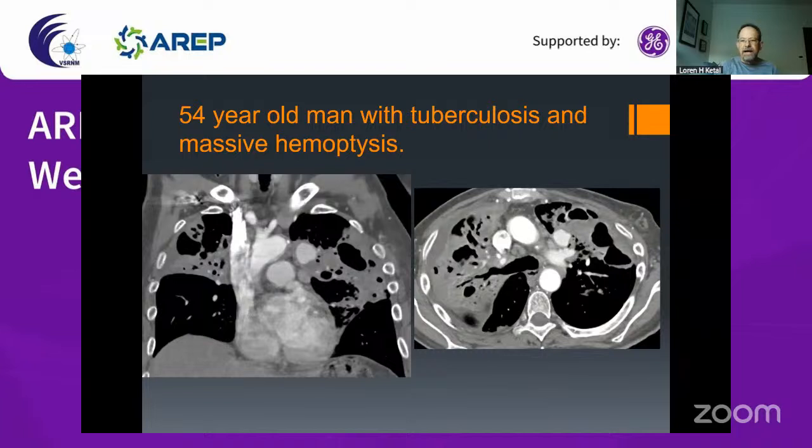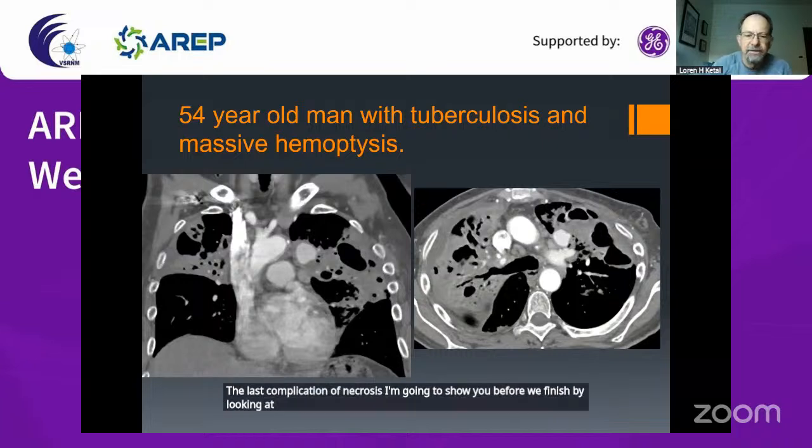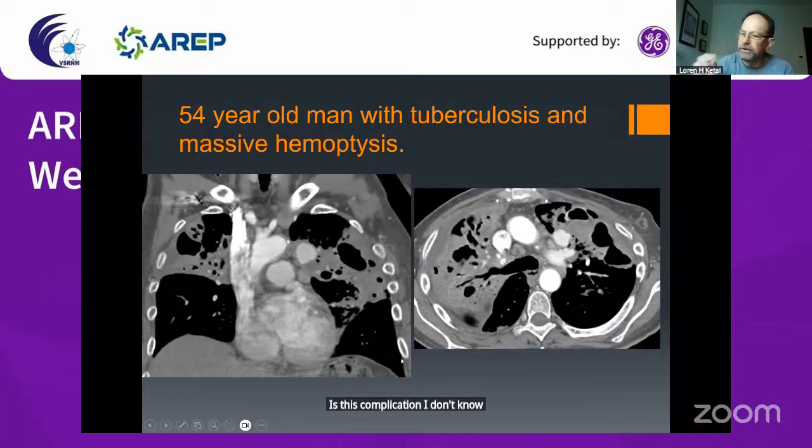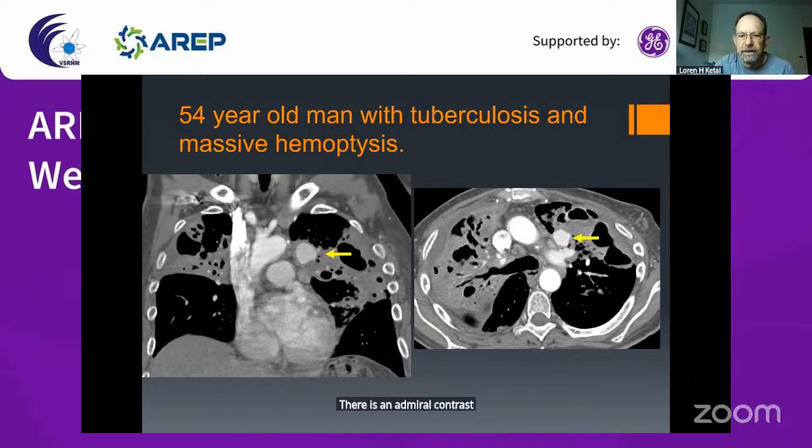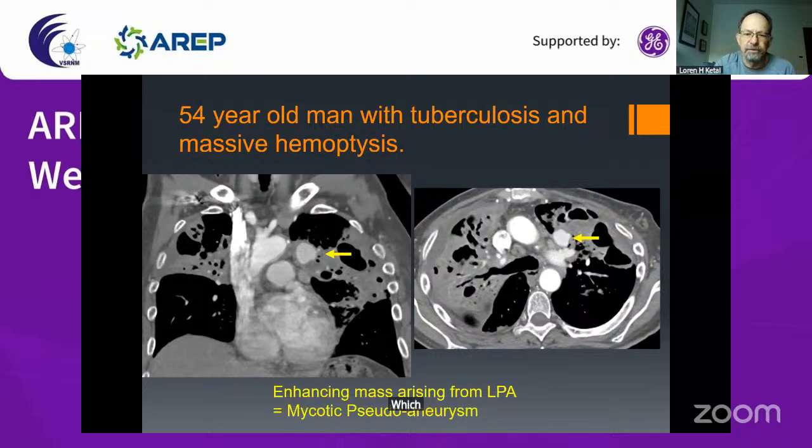The last complication of necrosis I'm going to show you before we finish by looking at a few organisms is this complication. I'm sure there are those of you who are watching who have picked it out already. There is an abnormal contrast collection here next to the pulmonary artery, which is a mycotic pseudoaneurysm.